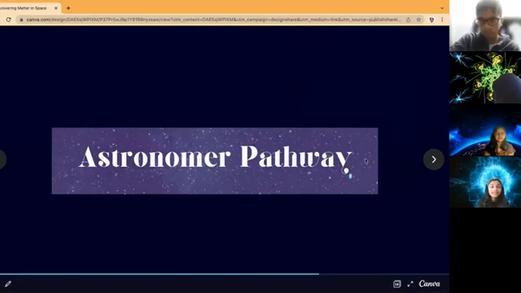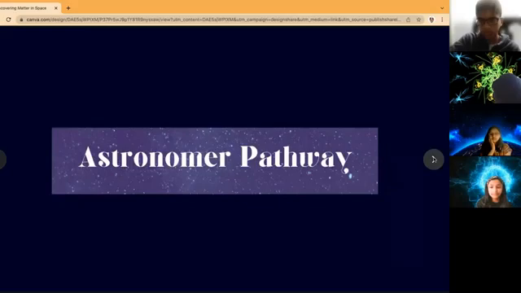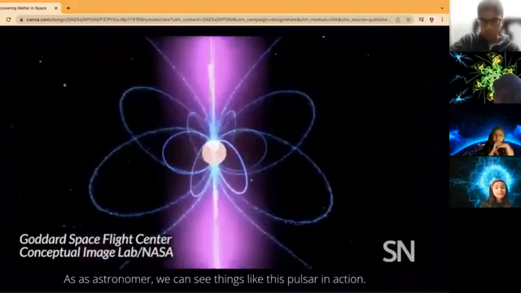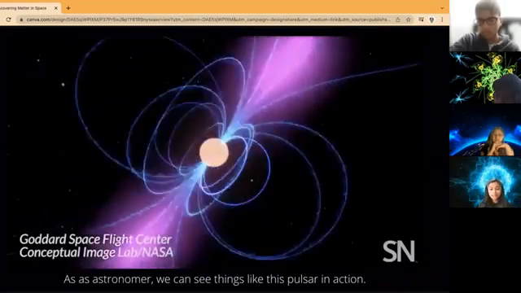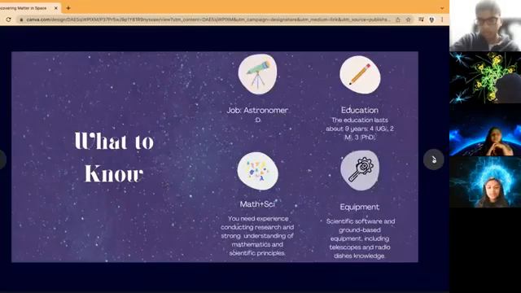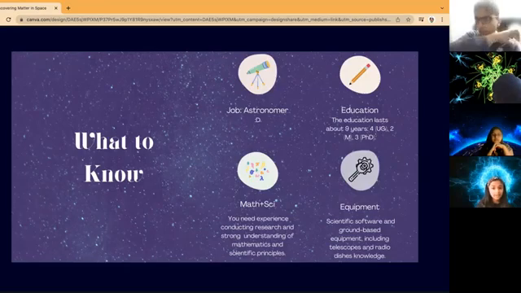Thank you. So our chosen career path was the astronomer for a career related to space. As an astronomer, you can see many things like this pulsar in action. So here's what to know before becoming an astronomer, or what you need when becoming an astronomer. You need some education, and this education lasts about 9 years. 4 in your undergrad, 2 in your master's, and 3 in your PhD.